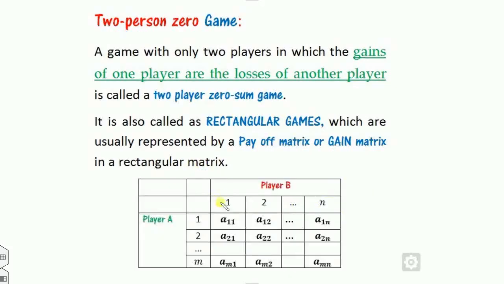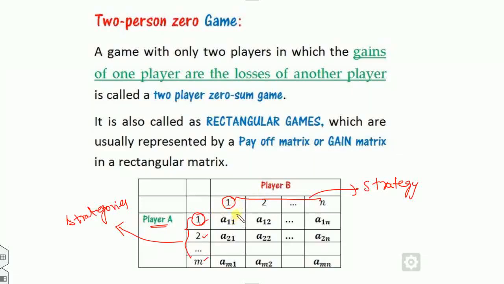We can see this here. These numbers are called the strategies of A, and this 1 to N are the strategies for player B. It means player A can opt for strategy 1, 2, up to M, while for B it is 1 to N. The meaning of A11 is: if player A chooses strategy 1 and player B also chooses strategy 1, then this is always the gain, this is the loss. So the gain obtained by player A is A11, and A12 is the gain obtained by player A when he opted for strategy 1 while player B opted for strategy 2.